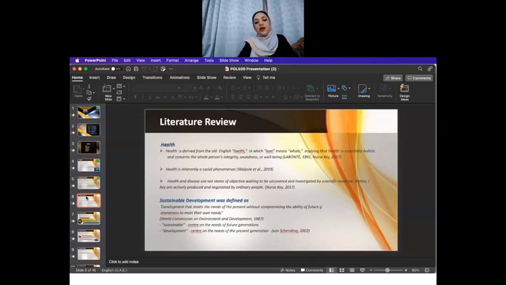Sustainable development was defined, as we've just mentioned, as development that meets the needs of the present without compromising the ability and the future of the next generations to meet their own needs as well. Sustainable centers on the needs of the future generation, while development centers on the needs of the present generation.